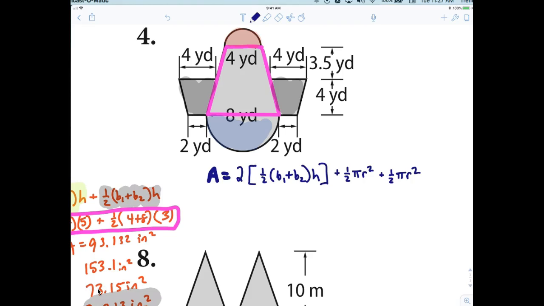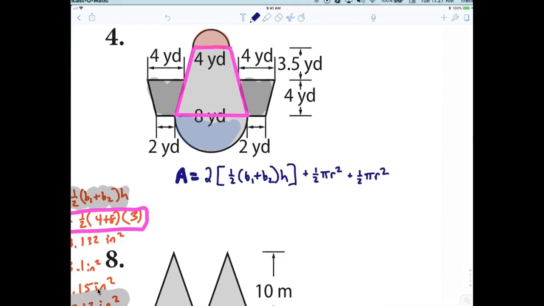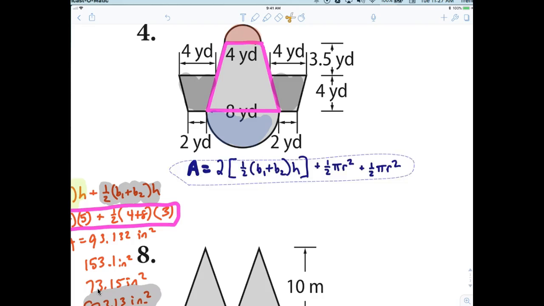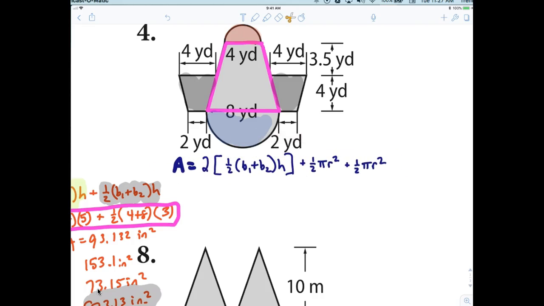Now the last one, the area of the trapezoid. Right? Who remembers what the formula is for the area of the trapezoid? Somebody tell me. Good. Very nice. Very, very nice. All right, so that is your formula. Is everybody good with that?